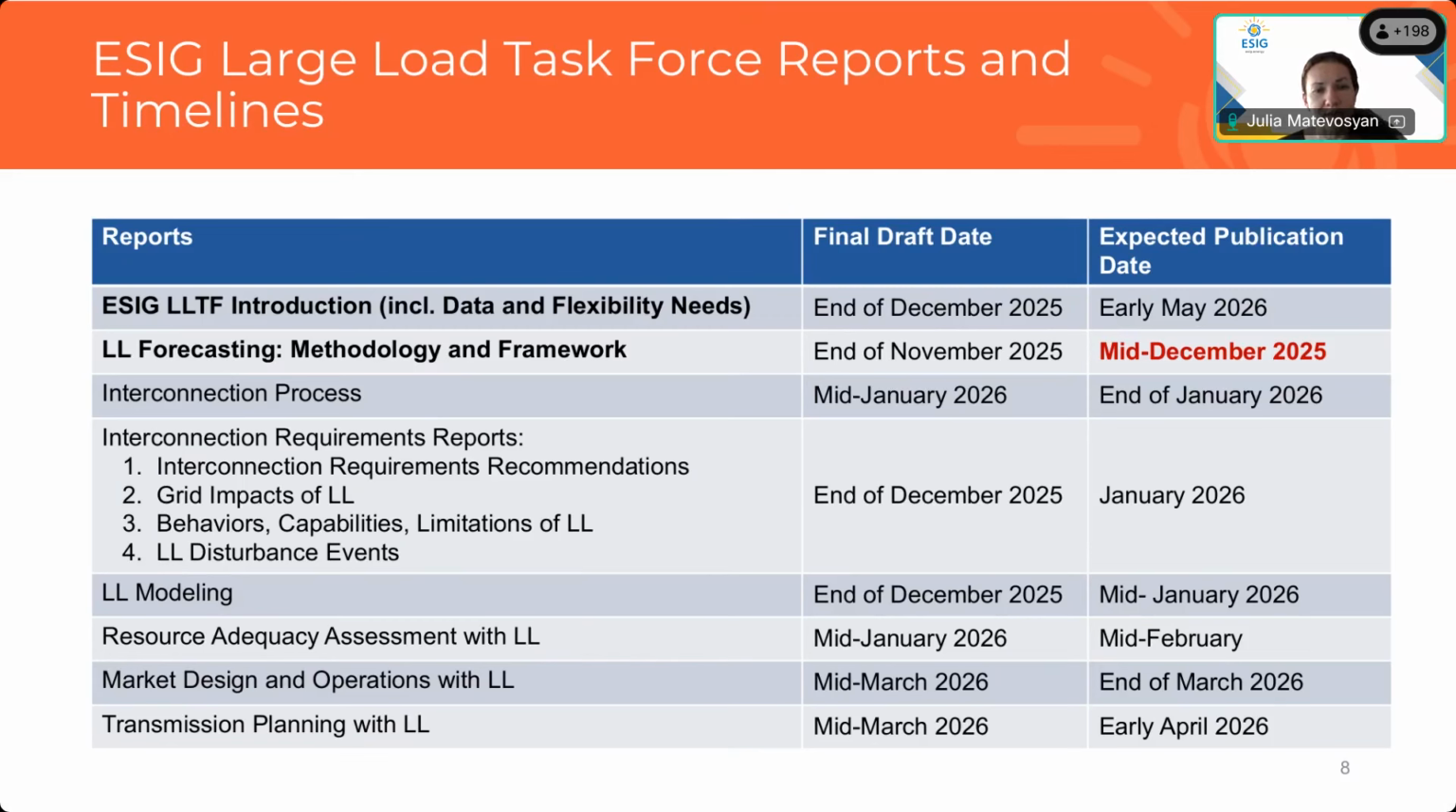On a faster timeline right now, because of industry need, we'll have a large load forecasting report, which is looking at methodology and framework for forecasting large loads. The final draft of this report is expected by the end of November, and the final report mid-December. So again, this one is going on a faster timeline because it was dictated by industry needs. The other reports, you can see, will be coming out throughout Q1 and Q2 of 2026. You can just use the slides for your reference.